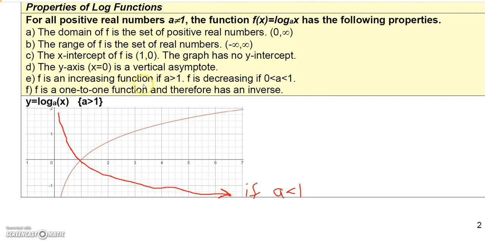Okay, now so either one of these log functions, you can see that the domain is the set of positive real numbers. So in other words, the domain is the set from 0 to infinity. You'll notice that there's no portion of the graph that's over here where the x values are negative, and the range is actually the set of all real numbers.